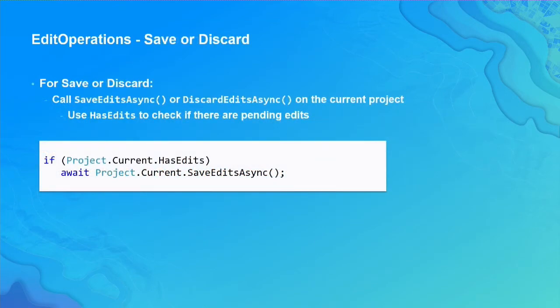Save and discard are done from the project level. That's where obviously the save and discard buttons are in the UI. They're actually on the project itself, not per map, not per workspace. They happen at the project level.